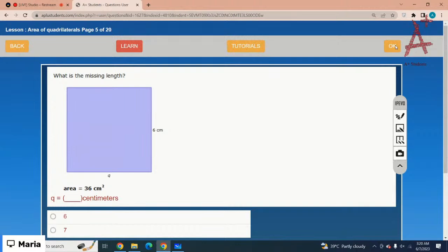Okay, what is the missing side length? You are given one of the sides and you are given the area. So basically you can see the figure is exactly a square. A square has all four sides equal in length. That means the missing side equals, yes, that would be 6 times 6 makes 36. So the missing side is 6.